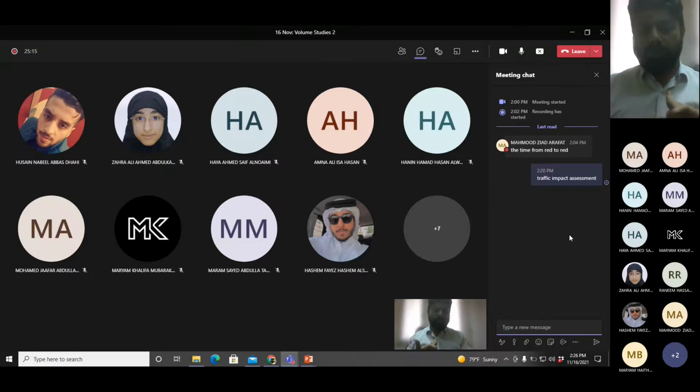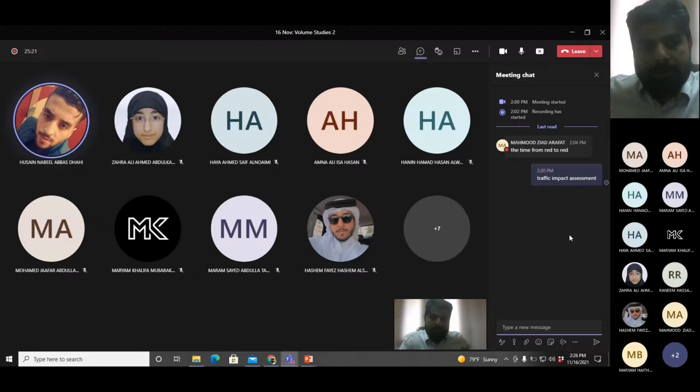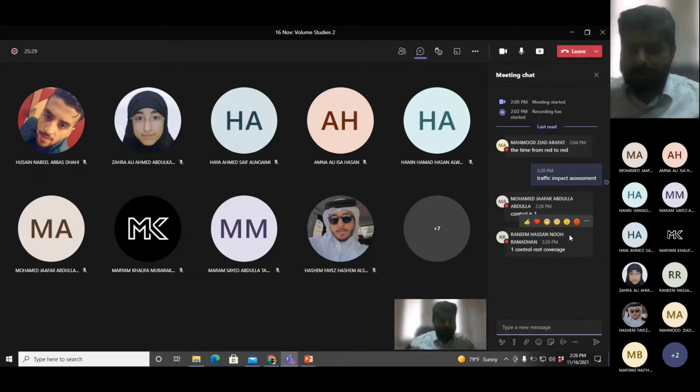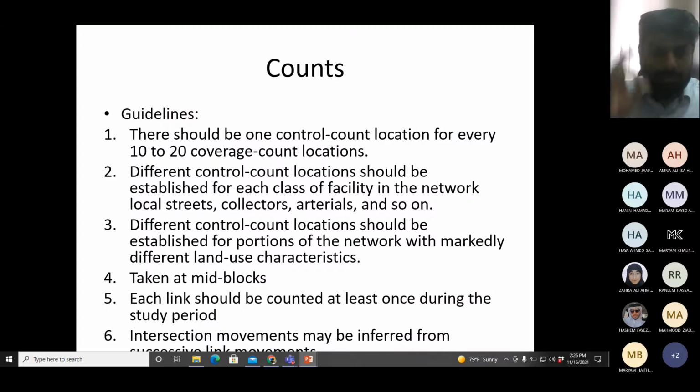Control counts are more. Is control count 1 or the coverage counts is 1? And the rest is the other one. 10 is the other one. Control is more, Doctor, I guess. Control count is what? 1 or 10? Is 1. Okay. Control is 1. Good. So you understood the point. So control is 1, and for each control you can have 10 coverage counts. Okay, and it can go up to 20 as well.